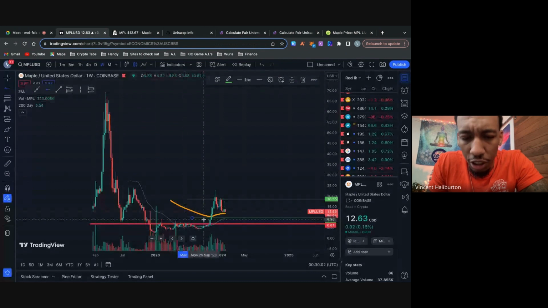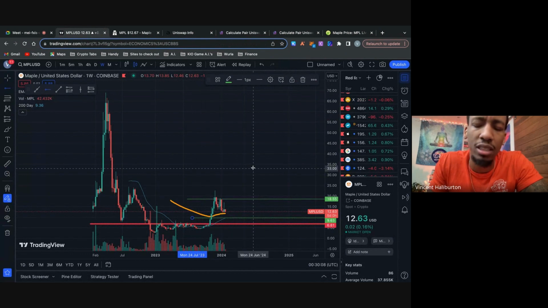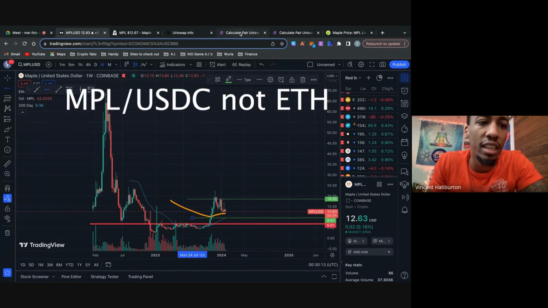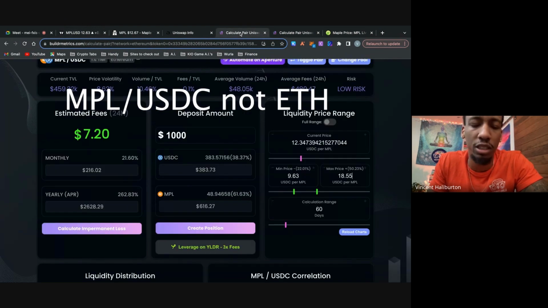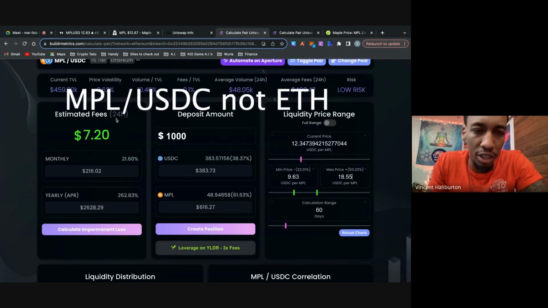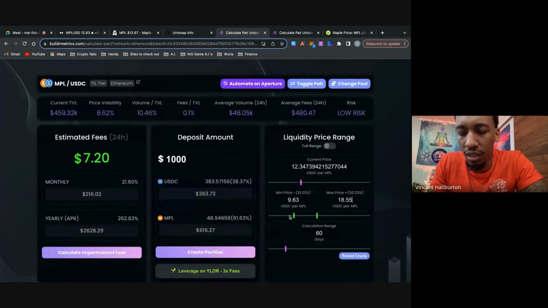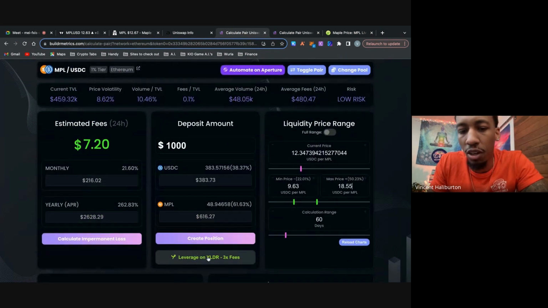All right. So now that we know the ranges we want to provide liquidity in, let's look at how much yield we could have made had we provided liquidity within the range of $9.63 at the bottom and $18.55 at the top over the last 60 days in the ETH USDC pool on Uniswap that I just showed you. Go over to Builder Metrics. I made a video on this. I already inputted all the data. I already inputted the price. I put 60 days. And I also made a video on Yielder.